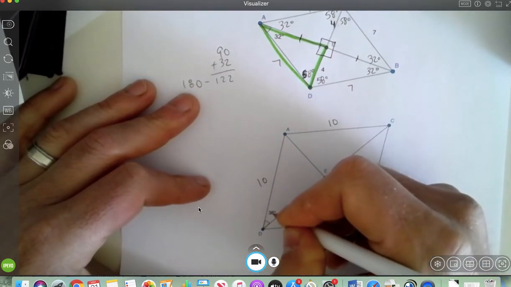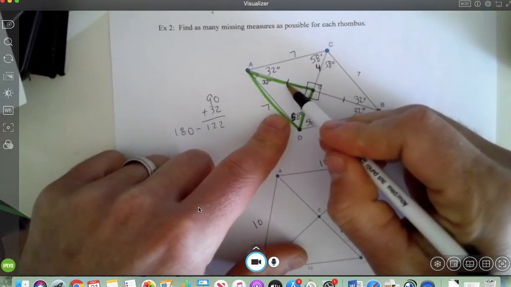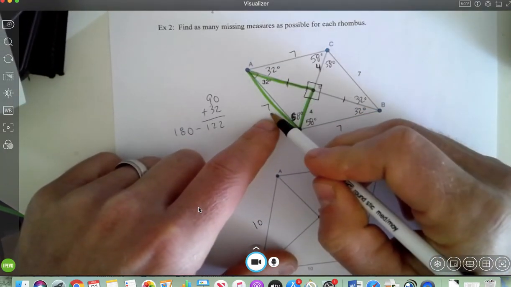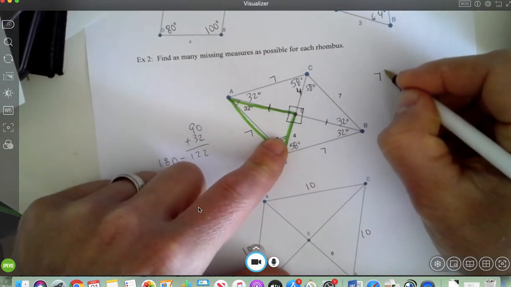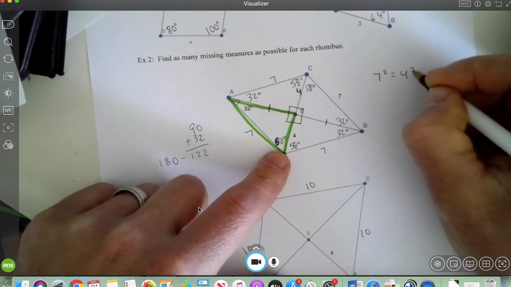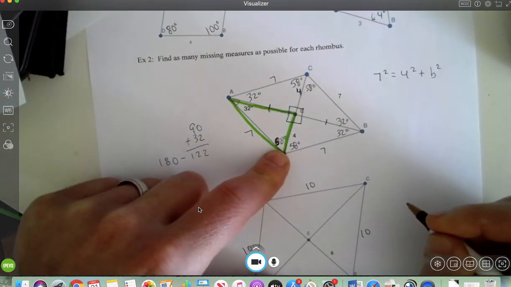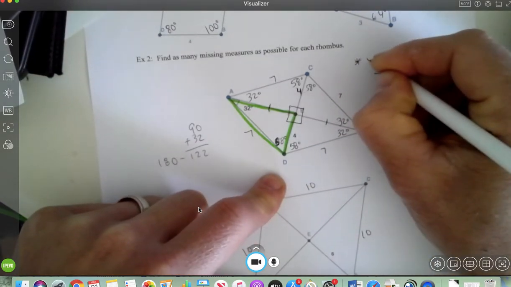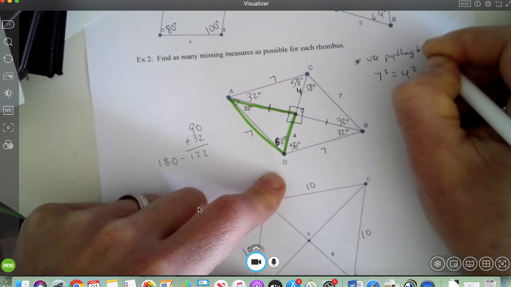Oh, I forgot to do one measurement up here. I forgot to find this measurement in my right triangle. Since I know it's a right triangle, I can use the Pythagorean theorem to get this. So 7 squared equals 4 squared plus, we'll call that b squared. We're going to use Pythagorean theorem because we have right triangles.